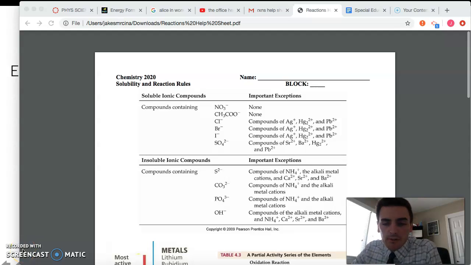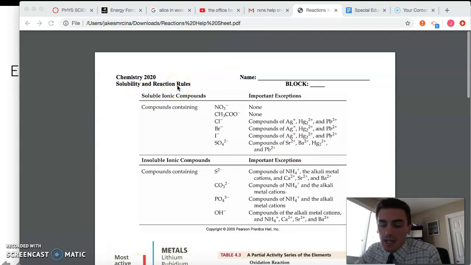This is one of a few different types of videos I'll make, but this is attached in your Canvas. This is kind of a sheet you would have gotten in your chemical reactions unit. If you can print it out, that'd be great. Otherwise, I'd probably just save it and use it on your computer and have it open during homeworks. But this is called your reactions help sheet.